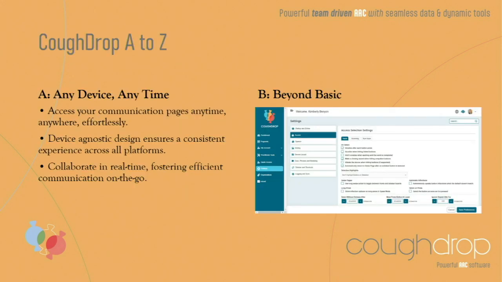So let's start with A, and I think this is one of the biggest draws to CoughDrop. Any device, anytime. CoughDrop is device agnostic, meaning it will run across all platforms. We run on Windows, iOS, and on Android. You can even use your Kindle tablet as well. And so you have a consistent experience across all platforms. Regardless of how you log in to our software, you're going to have exactly the same experience, the same user interface every time.